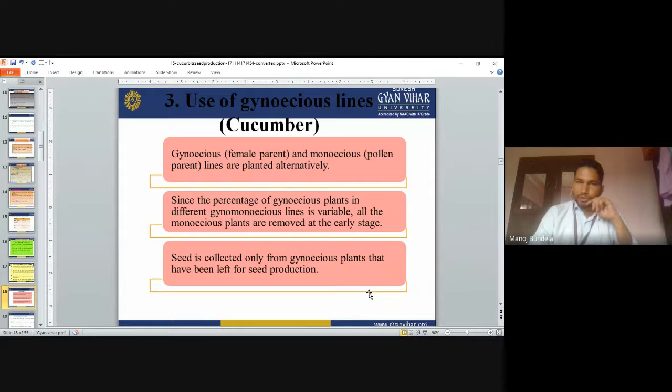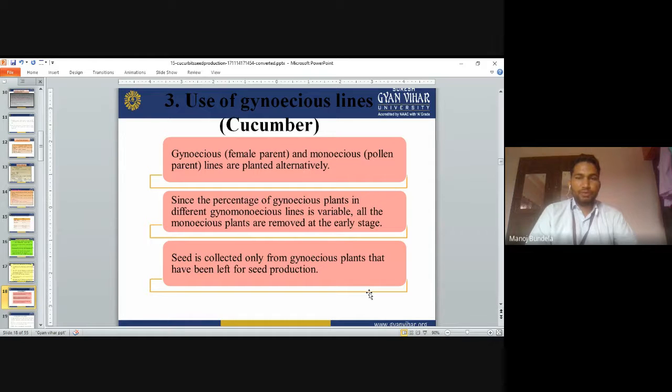Use of gynoecious line in cucumber. Gynoecious means female parent. The monoecious pollen parent line are planted alternately, means first the gynoecious line, the female parent line, then the male parent line. Like this, we will plant alternately.